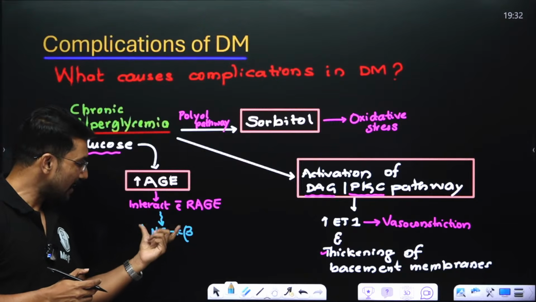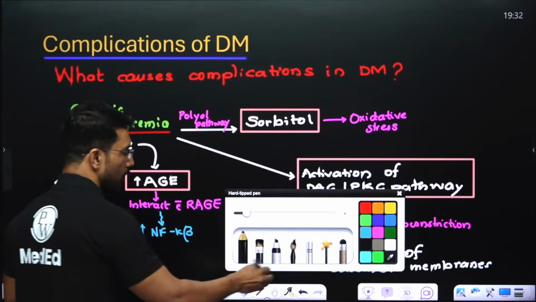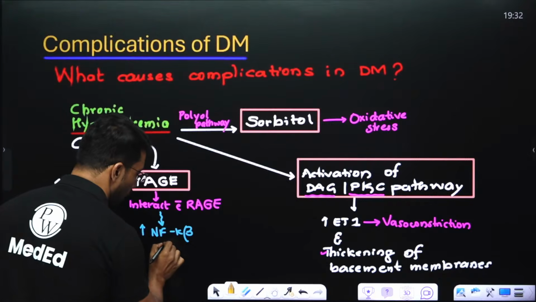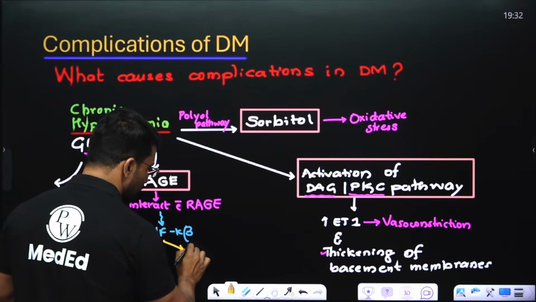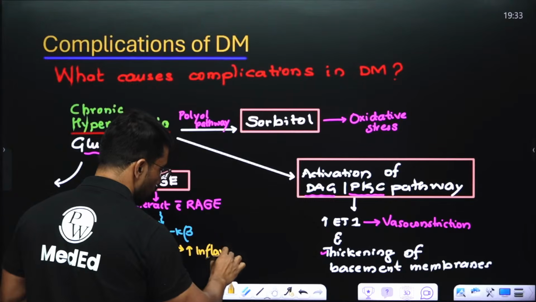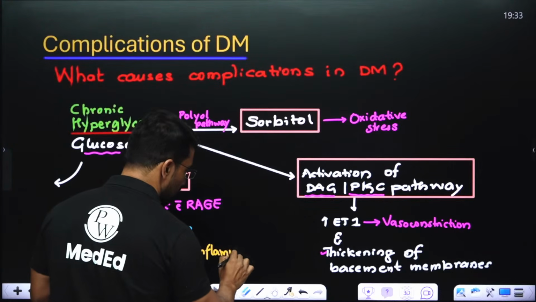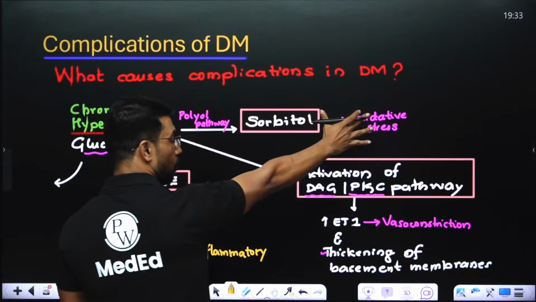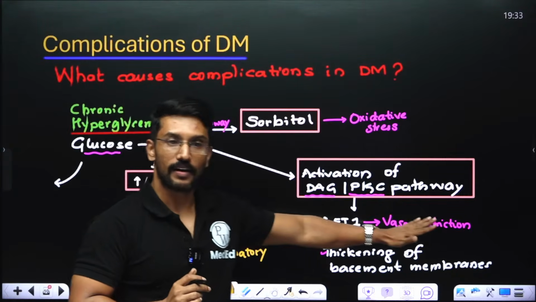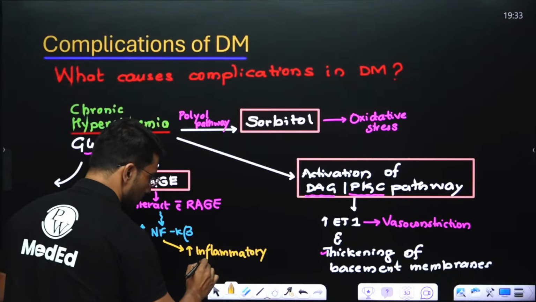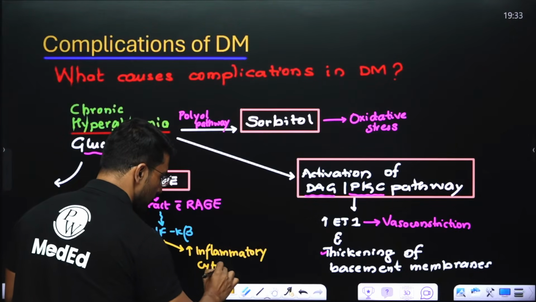Now, what will this activation of NF-kappa B lead to? It leads to two things. It leads to increased production of inflammatory cytokines like interleukin 1, interleukin 6, which are all inflammatory cytokines. So now my tissues are going through oxidative stress. They are getting less blood supply. Now they also bear the brunt of inflammation because of these inflammatory cytokines.